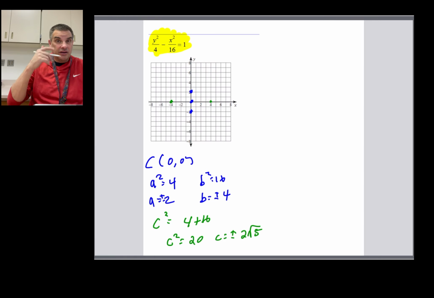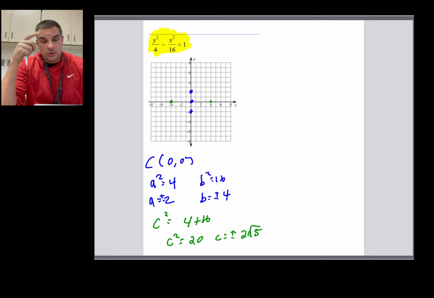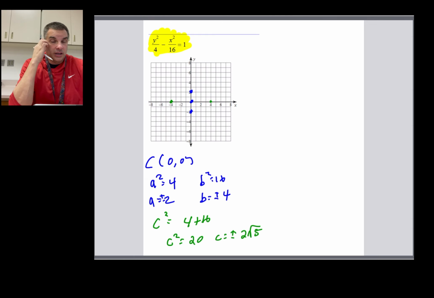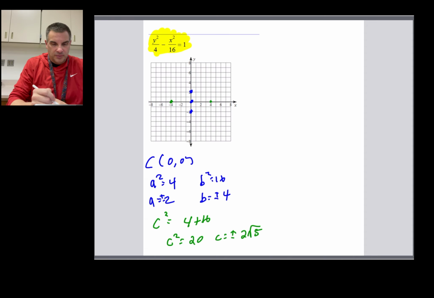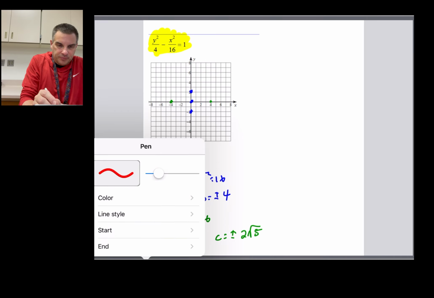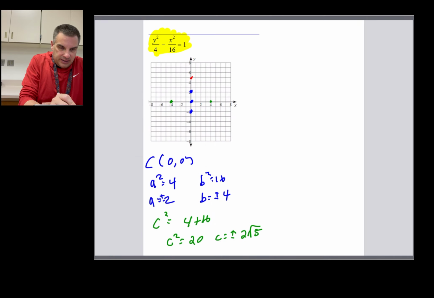Okay? And now that focus point is going to go this direction. It's going to go along the y this time because we've got that vertical going. And it's going to be outside of my vertices because we're opening up and we're opening down. So from that center point, you're 2 times the square root of 5. So approximately, just for demonstration purposes for this first one, that's about 4.7. So my foci in this case are going to be about right there and about right there.